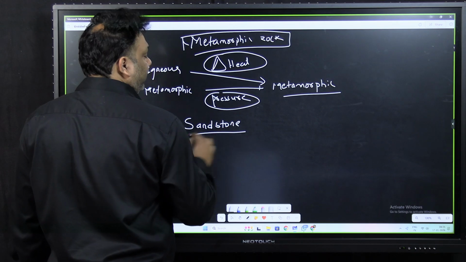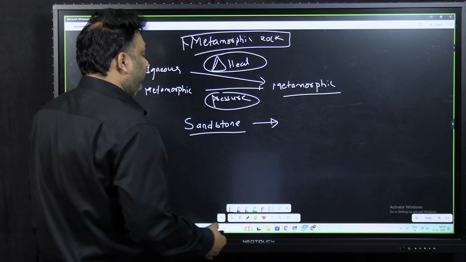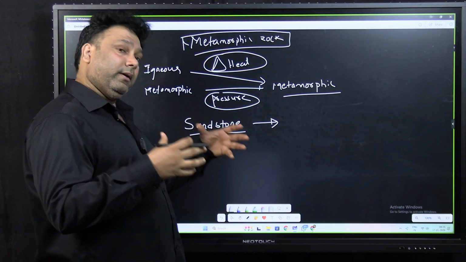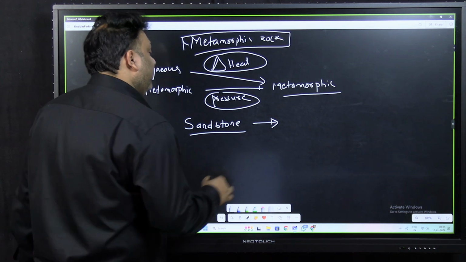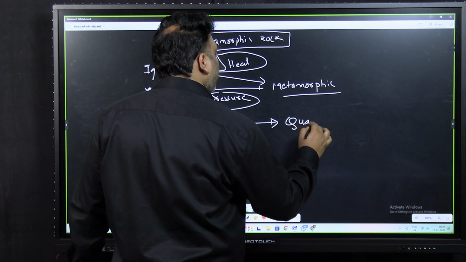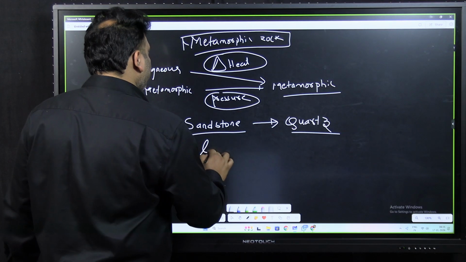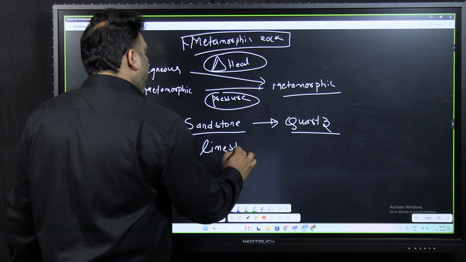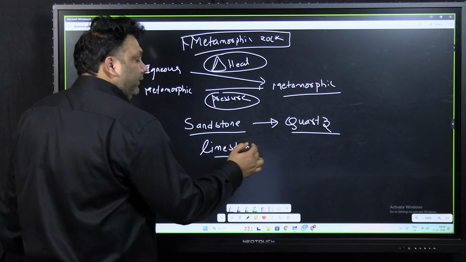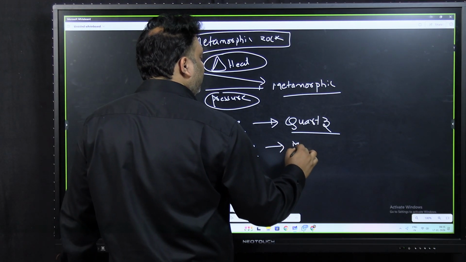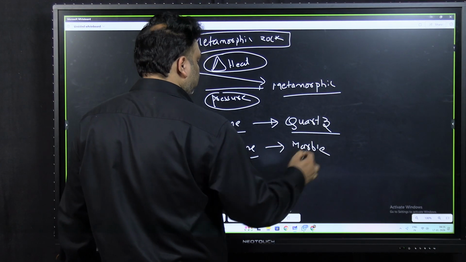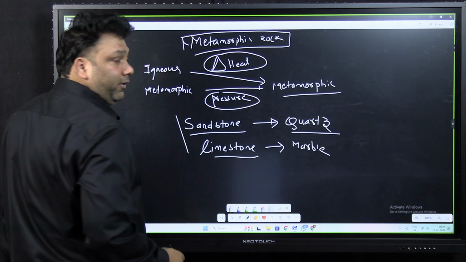So, sandstone is a sedimentary rock. When a sandstone undergoes compression and heat, it will become quartzite. So, you have limestone. When the limestone undergoes metamorphosis, it will become marble. Okay, these two are the sedimentary rocks.